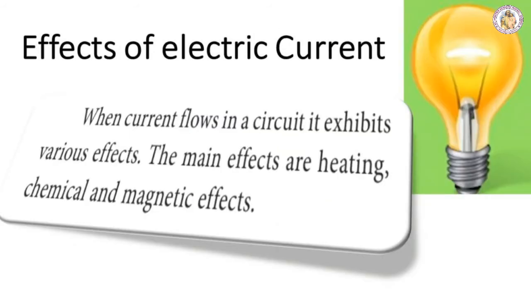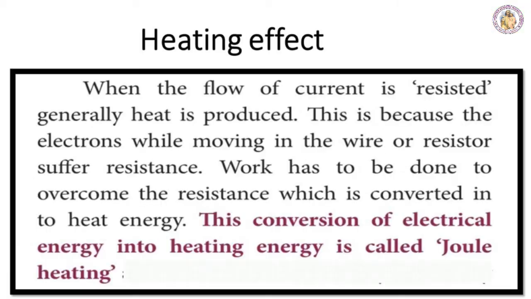Effects of electric current. When electric current flows in a circuit, it exhibits various effects. The main effects are heating, chemical, and magnetic effects. When the flow of current is resisted, generally heat is produced. This is because the electrons, while moving in the wire or resistor, suffer resistance. Work has to be done to overcome the resistance, which is converted into heat energy.